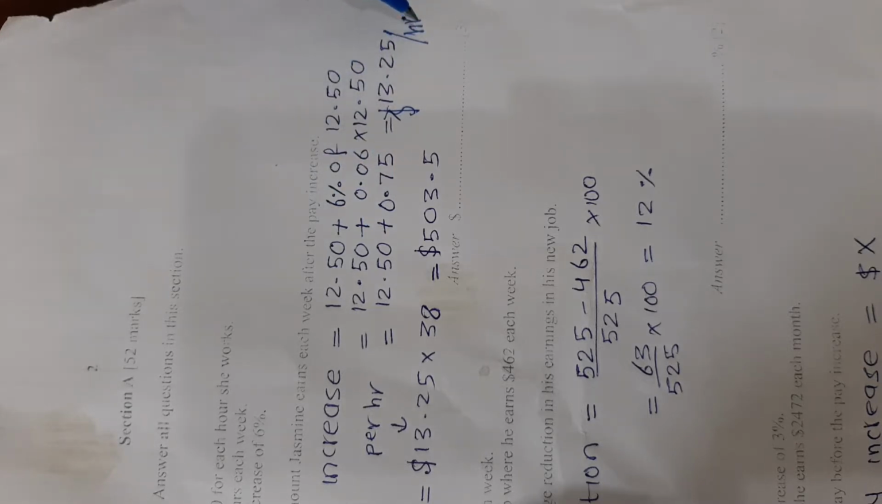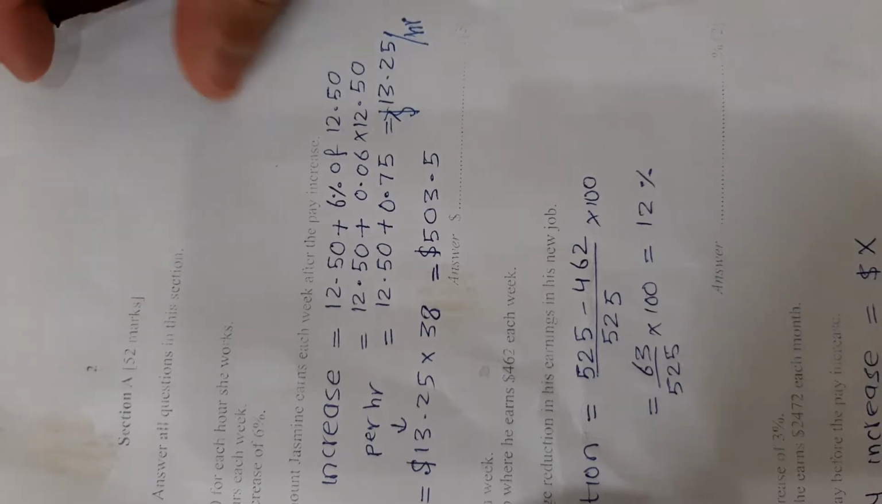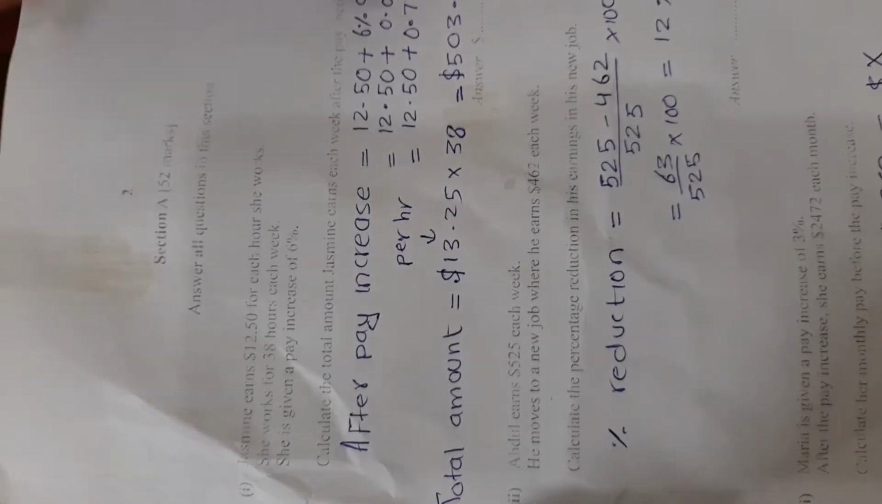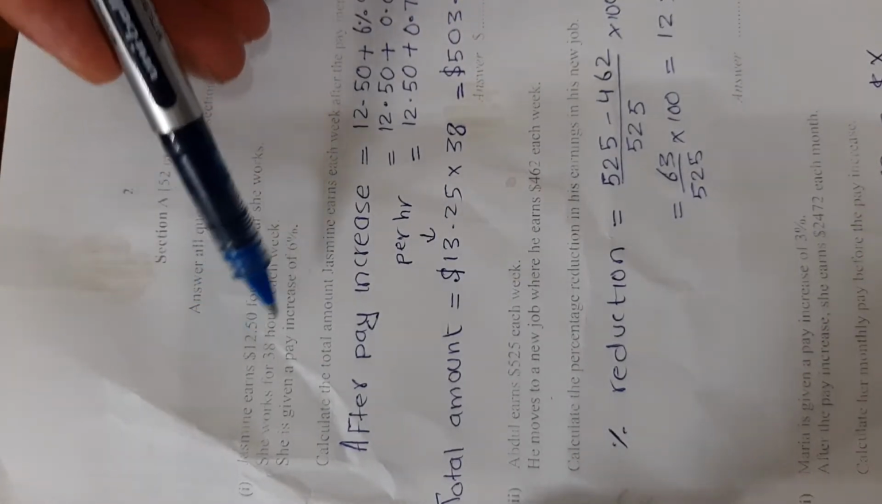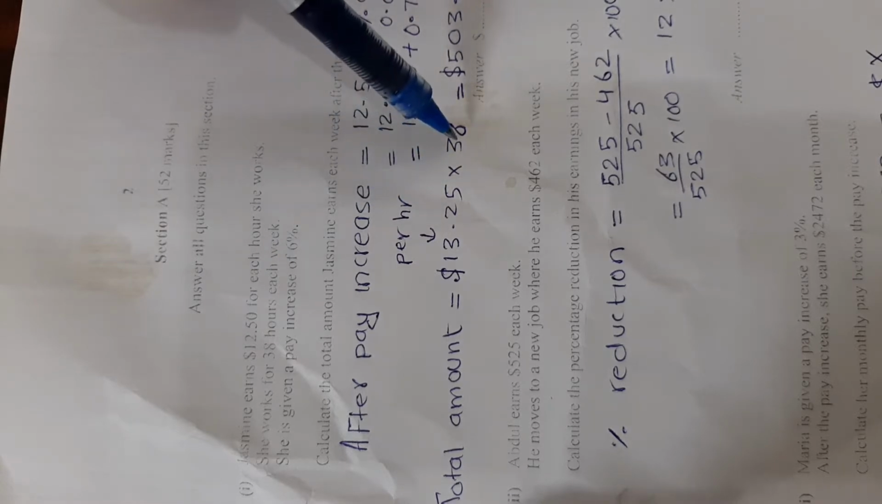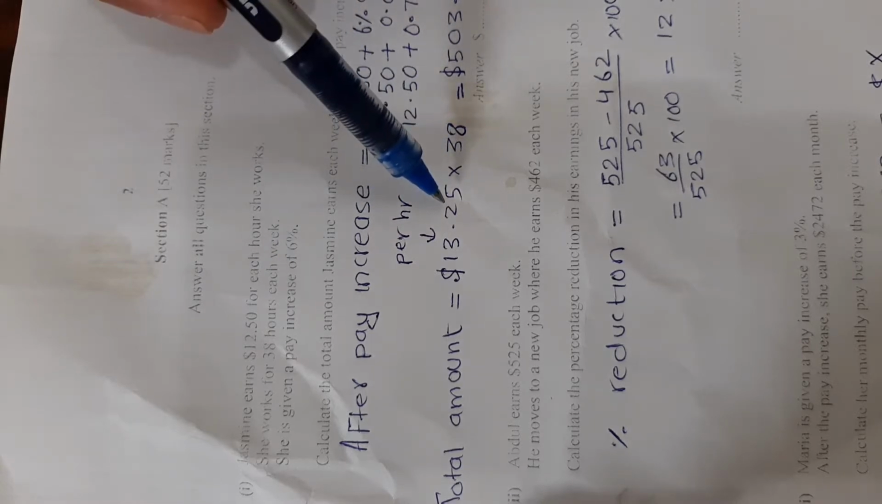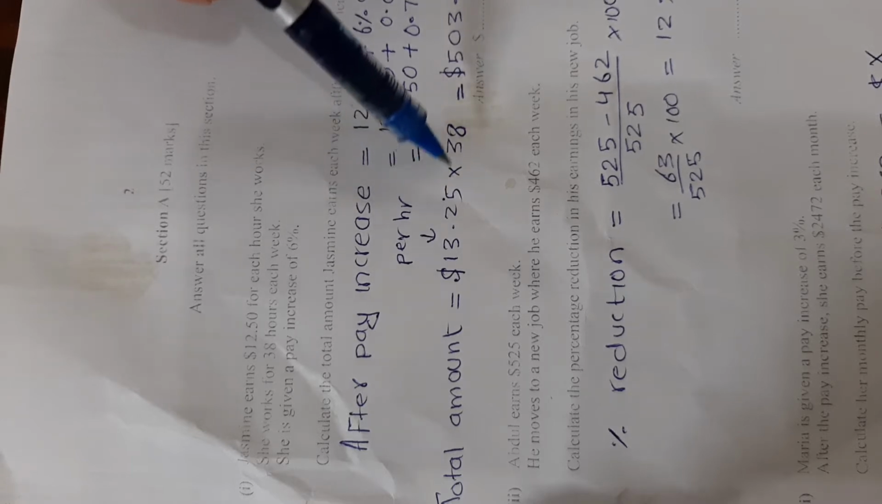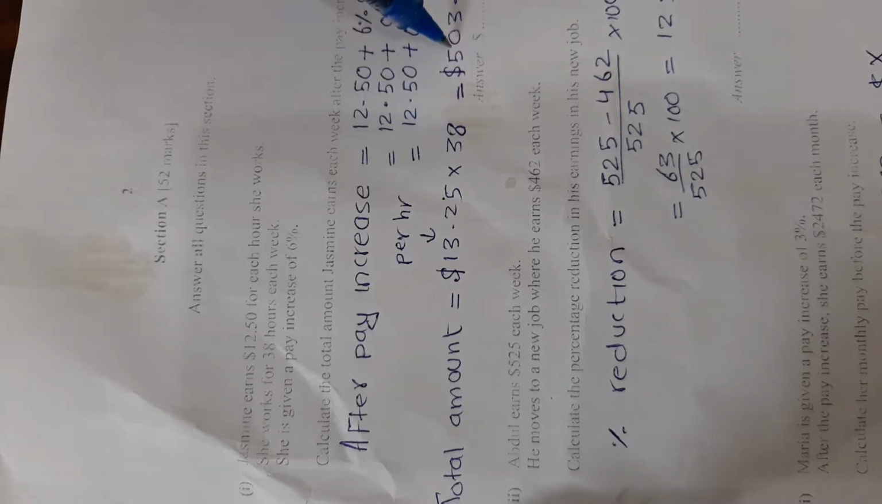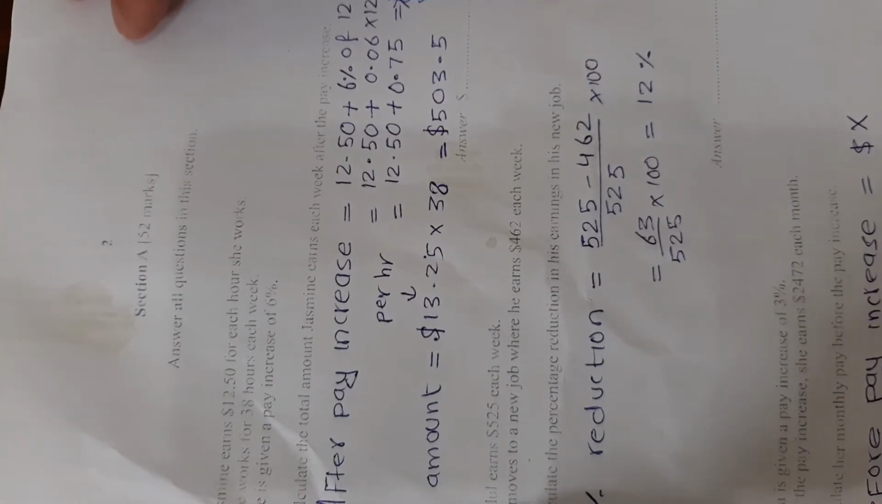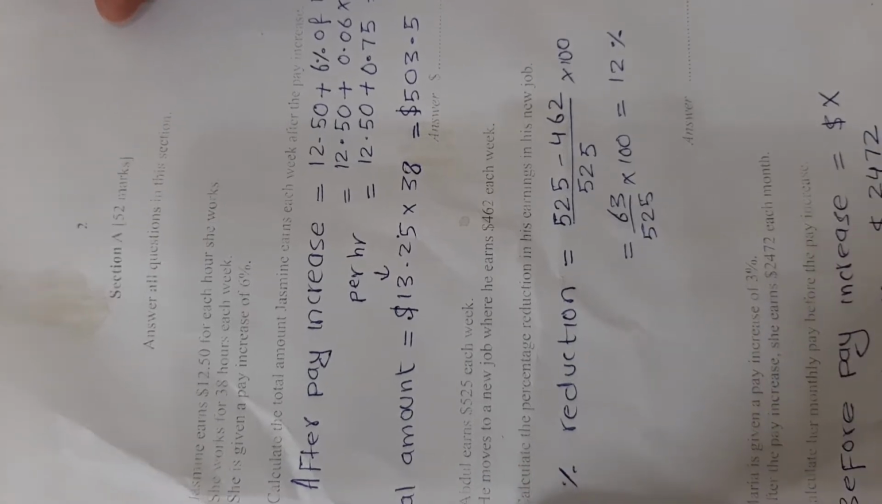$13.25 per hour, and as told, she works for 38 hours. So 38 times 13.25, which is her salary for 1 hour. So salary per hour multiplied by total number of hours will give you $503.5. That is her salary for the week.